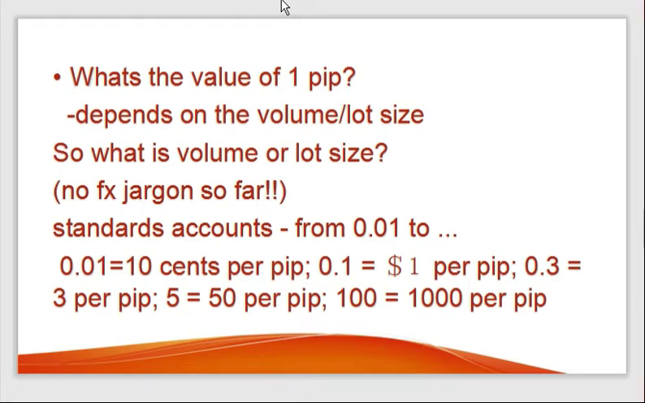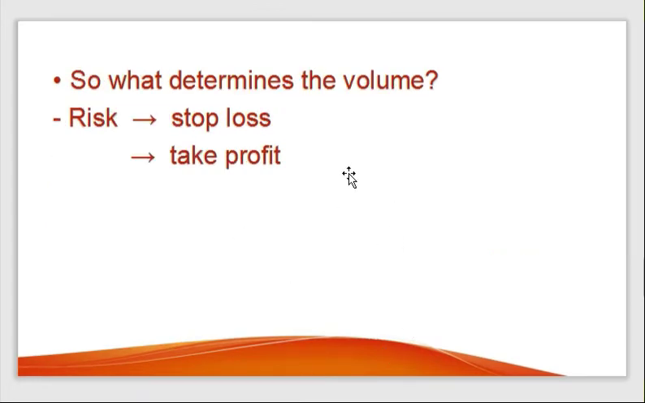So if you select a volume of 0.01, you are saying that per each pip that the market is going to move in your favor, you are going to get 10 cents. So 0.1 means that you are going to get $1 per pip, right? 0.3 means that you are going to get what? $3 per pip, 50 means $50 per pip, and 100 means $100 per pip, right? That's what it means. Now, so what determines the volume?